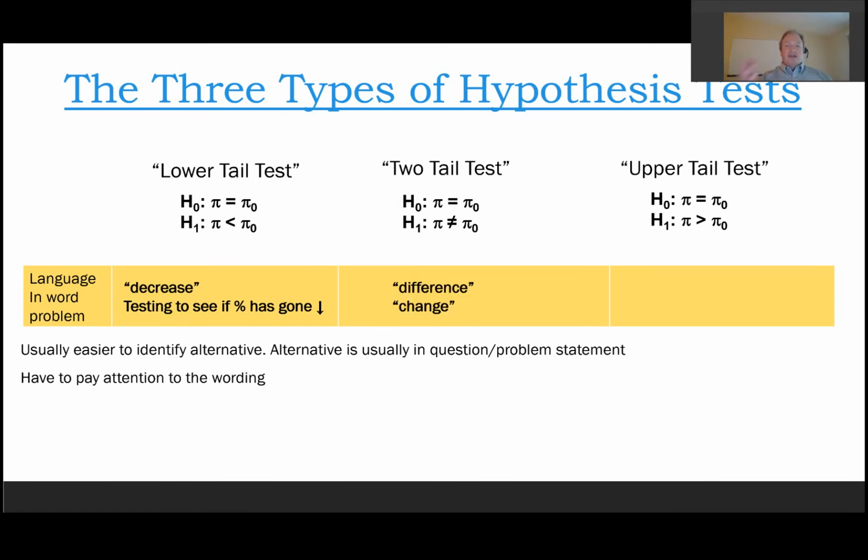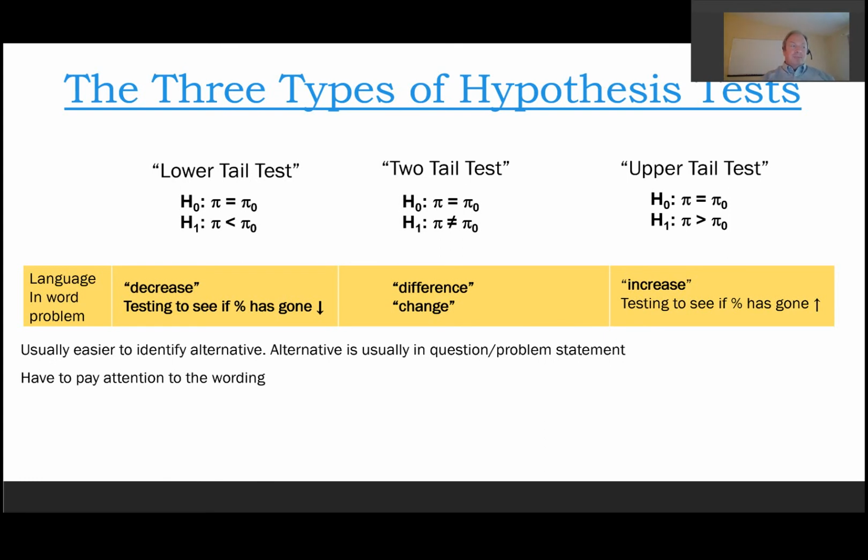If we're testing to see if it's not equal, we're testing for a difference or a change. In other words, we're not saying in which direction we think it changed. Just the generic word change indicates that the alternative is pi is not equal to pi naught. And again, if we're looking for an upper tail test, it's like a lower tail test. There has to be wording to indicate that the population percentage we're testing to see if it went up.